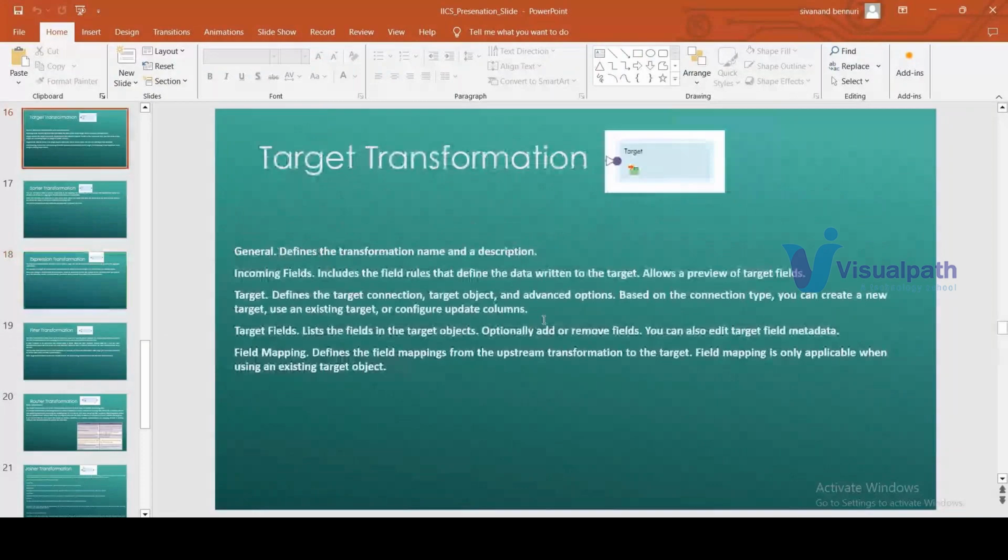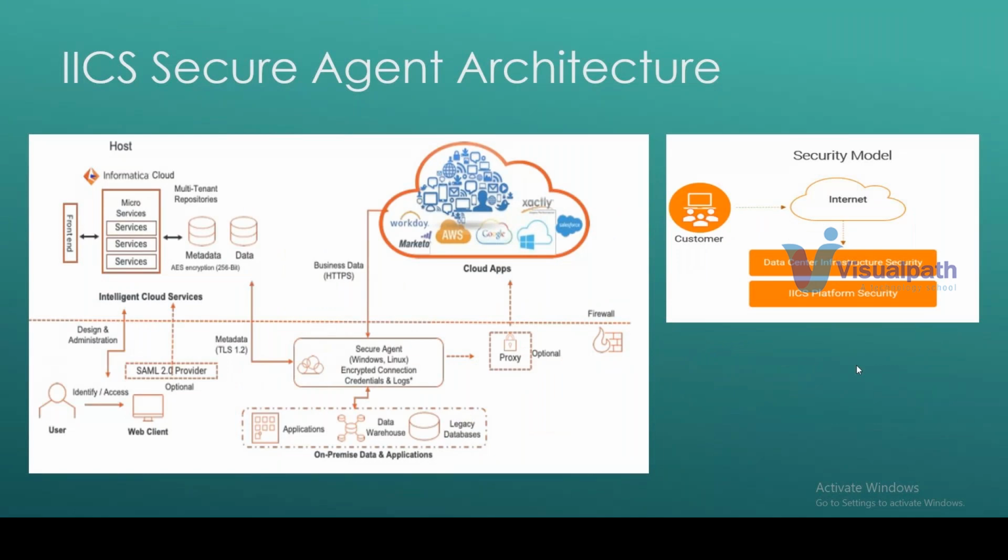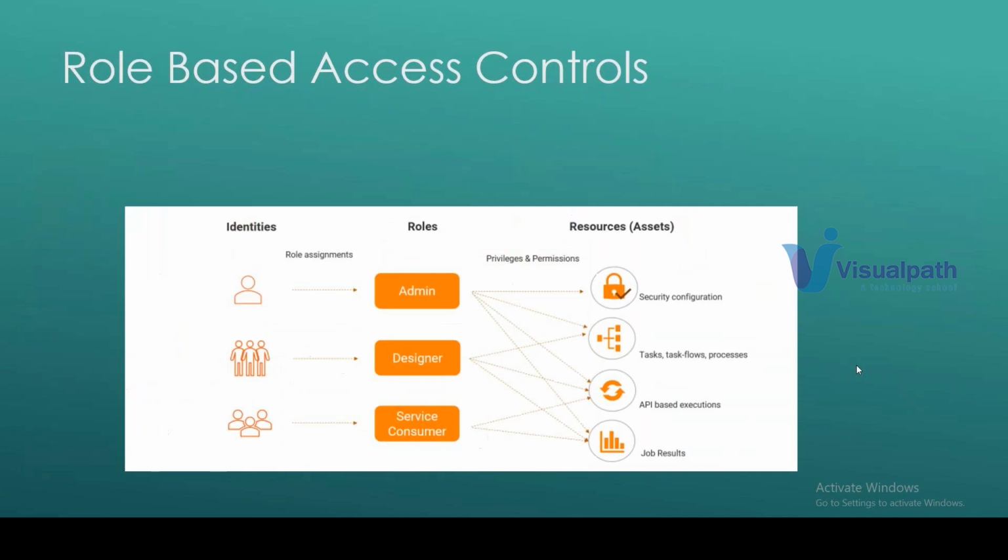So what I would typically do in the course duration is I would have this secure agent. This is, again, the architecture. I'm just explaining the security model, where this is dependent on customer internet, where you have data center security, IICS platform security, and we also have role-based access controls where an admin can perform everything, a designer can perform a few functionalities, and a service consumer is someone who can take care of the job results, API-based executions, and all that.